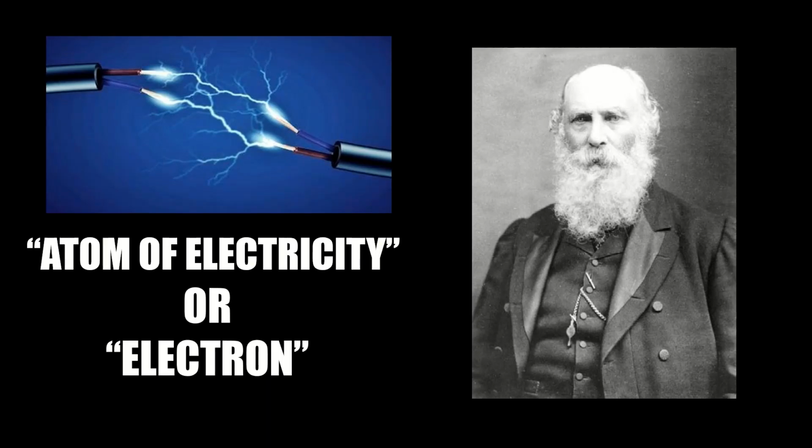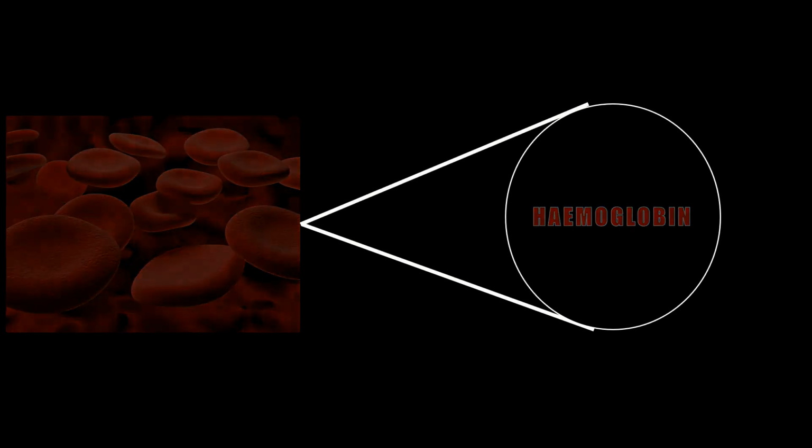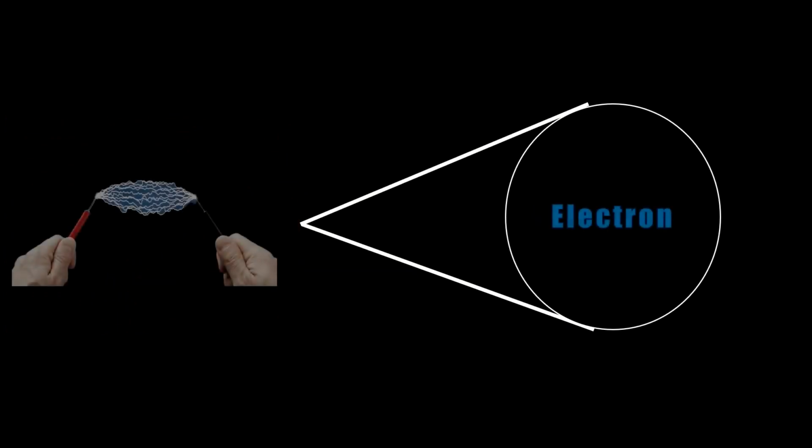So how did he do it? Let me give an example. Your blood is red, right? So what is the particle responsible for that red color? It's hemoglobin. So he thought the same, and he thought that there was some particle responsible for this electric nature. So he named it electron, or atom of electricity.